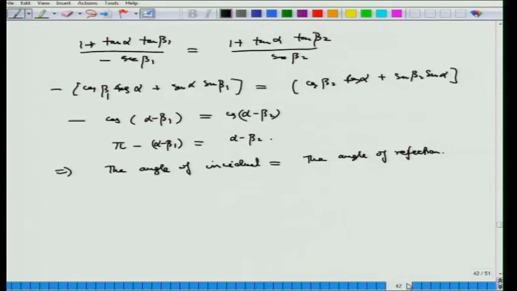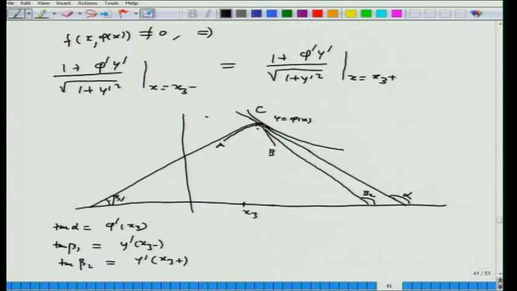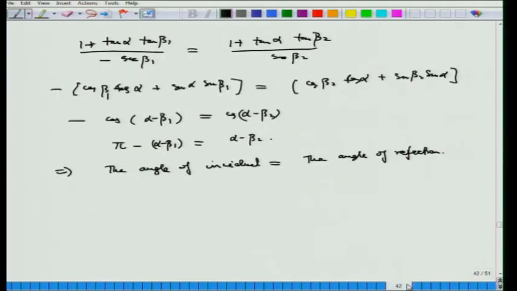So, we got this condition here. Since these two angles are here, beta 1 is like this and beta 2 is like this, we get a minus sign in this sec beta 1, and then multiplying by cos beta 1 on the left side and cos beta 2 on the right hand side, we get this minus cos of alpha minus beta 1 equal to cos of alpha minus beta 2. So, this is pi minus alpha minus beta 1 equal to alpha minus beta 2.